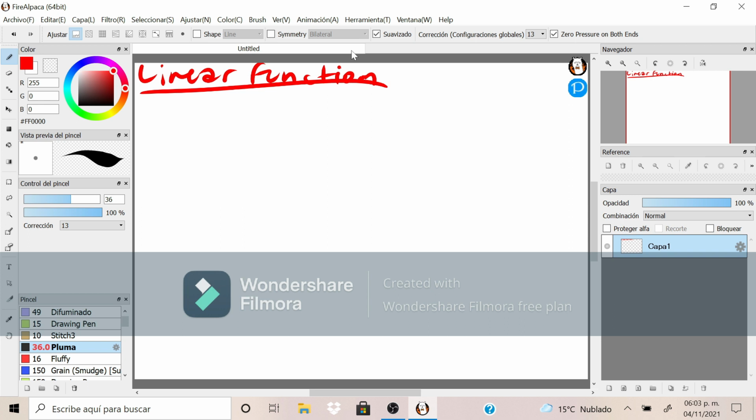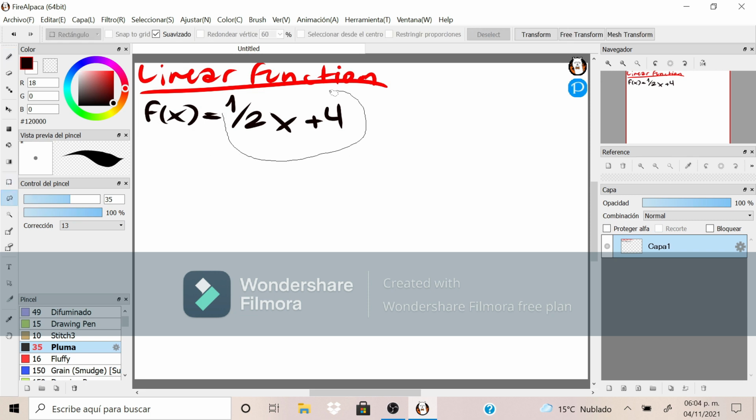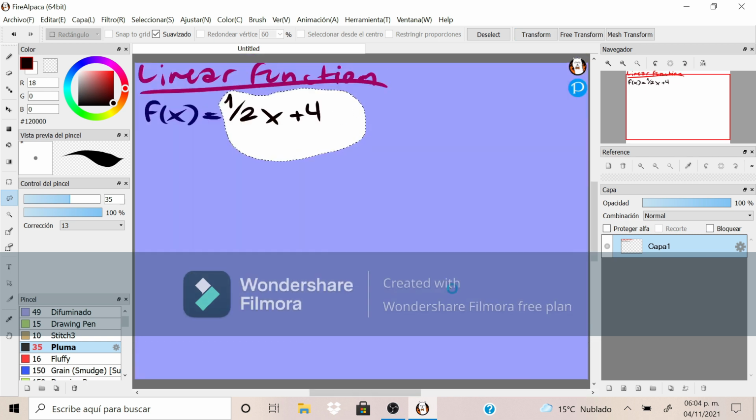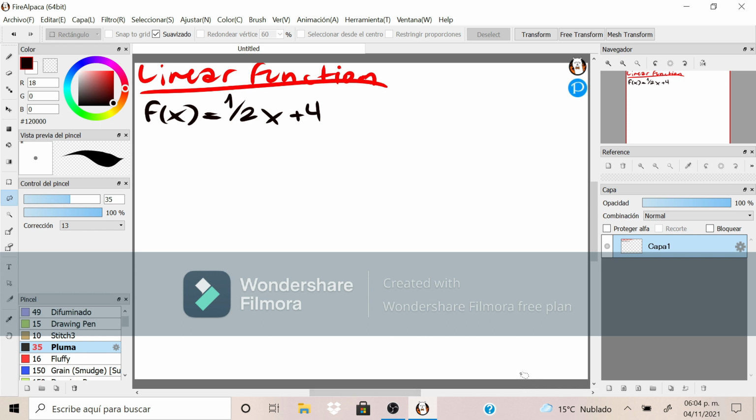But yeah, we're gonna solve the first exercise, which, for example, let's make it f(x) equals 1/2 x plus 4. Okay, so we have this problem, okay? I'm gonna make it a little bit smaller because it doesn't look that nice. Okay, so we basically got this problem.